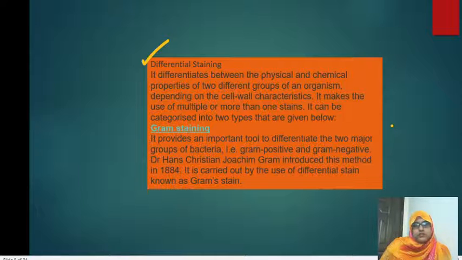Gram introduced this method. As I told you, Gram is the name of the microbiologist who introduced this method of staining. The complete name is Dr. Hans Christian Joachim Gram. He introduced this method in 1884. It is carried out by the use of a differential stain known as Gram stain. Gram stain is used to differentiate these two types of bacteria: gram positive bacteria and gram negative bacteria.